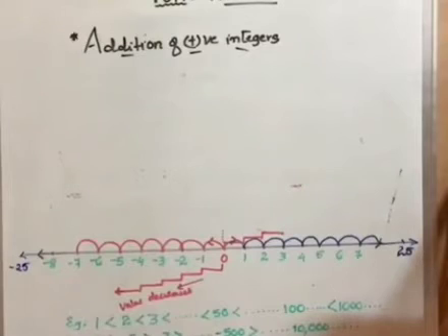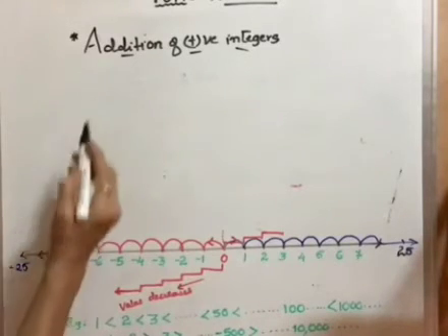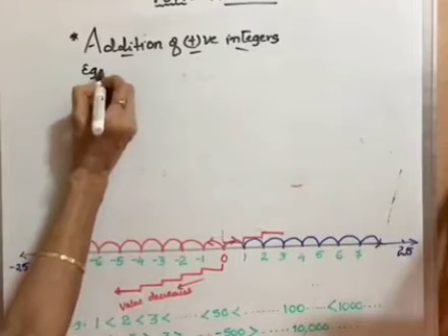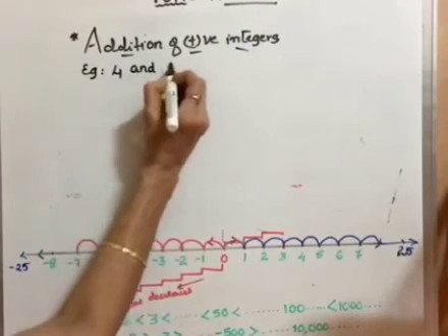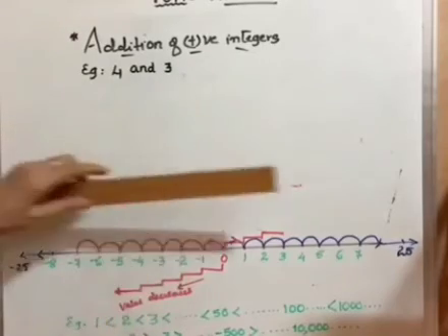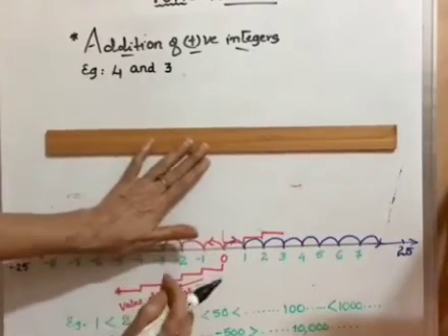Now, for addition of positive integers, last year you have learned simple examples, that is, using a number line as well as without a number line. Okay? Now, let's see. Draw a number line. Let me show you with a simple example. Let us take the sum of 4 and 3. Okay? Draw a number line quickly.